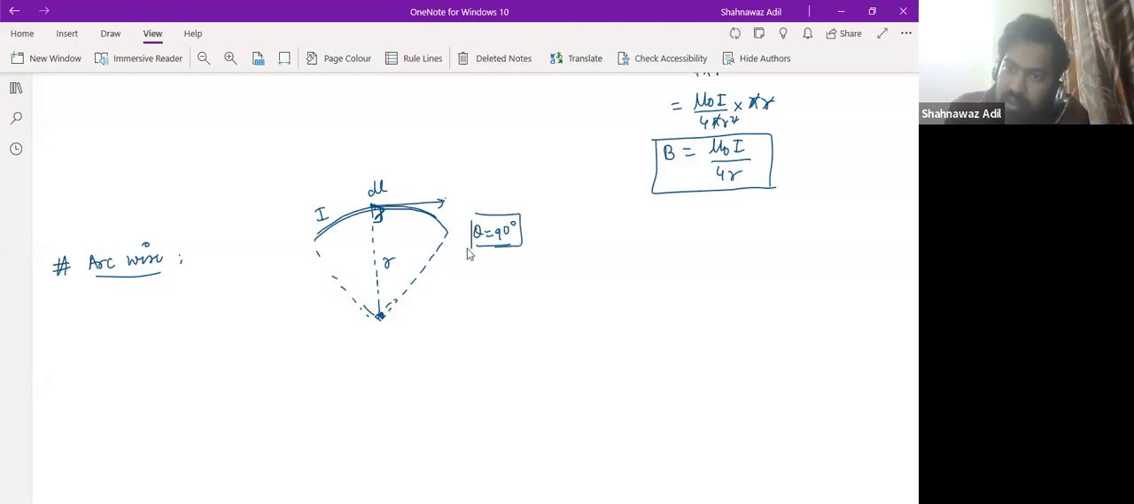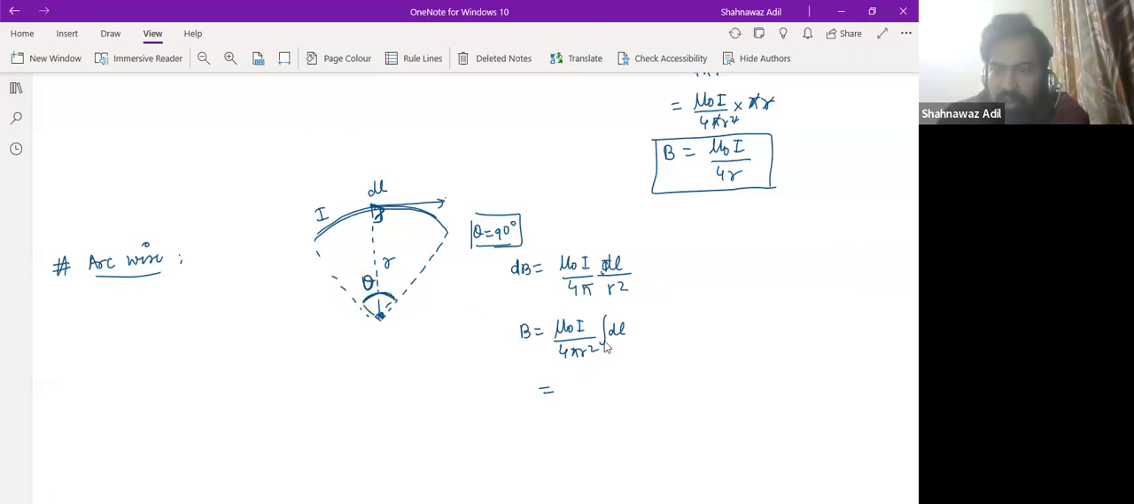And then if you write this, again your magnetic field would be μ0 I by 4 pi, I dl by r square. And then again, you have to integrate. So B would be, I will write directly, μ0 I by 4 pi r square, and then the integral of dl. So now, say I give you this angle, which is theta. What would be this integral?